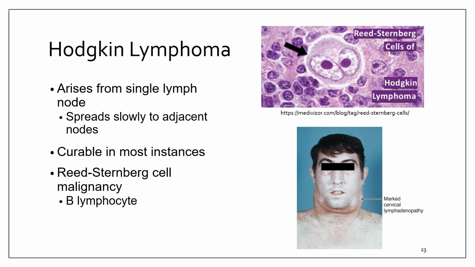So diagnosis of Hodgkin's lymphoma requires tissue biopsy, identification of Reed-Sternberg cells. Blood smears alone are not sufficient. If you don't see Reed-Sternberg cells, it's not Hodgkin's lymphoma. Pathologists do not negotiate on that point.